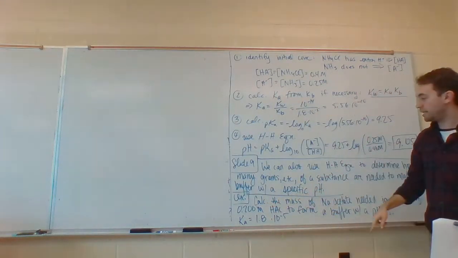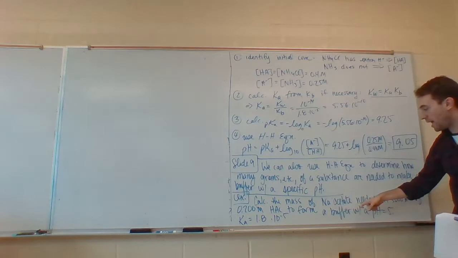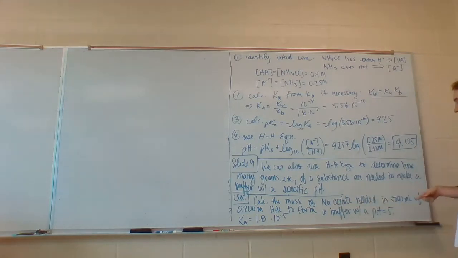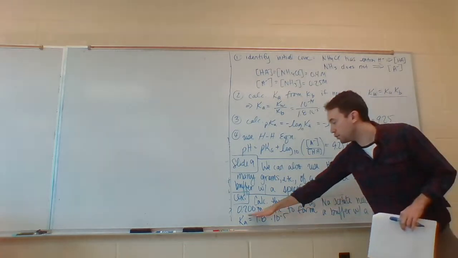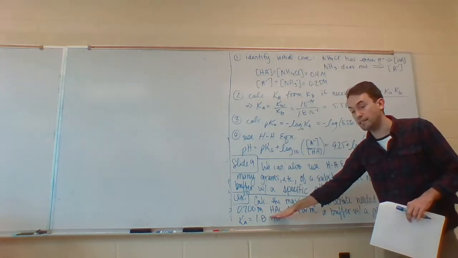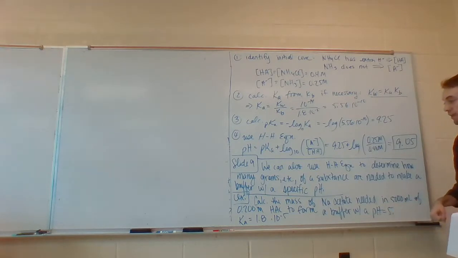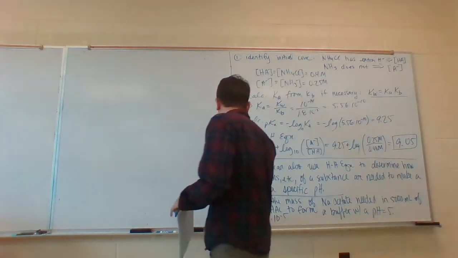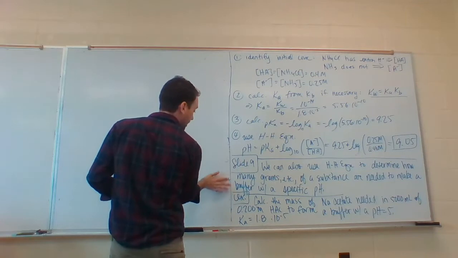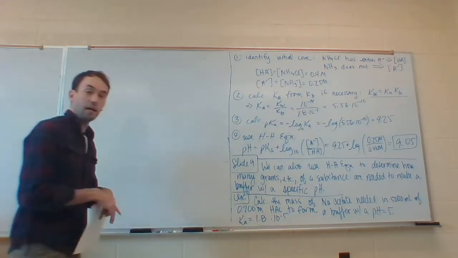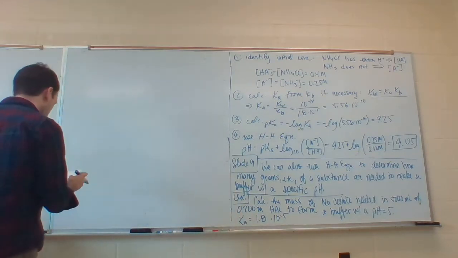which says, let's say we want to calculate the mass of sodium acetate that is needed in 500 milliliters of a 2 molar solution of acetic acid in order to form a buffer that has a pH of 5. All right? The Ka for acetic acid is 1.8 times 10 to the negative fifth. All right?